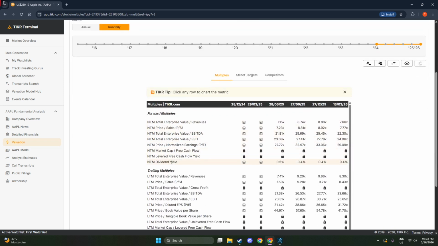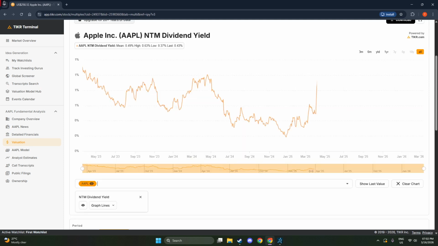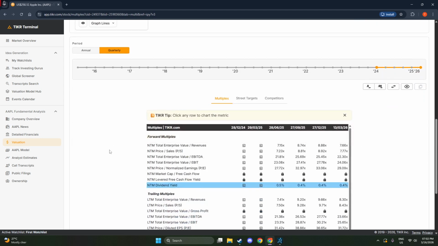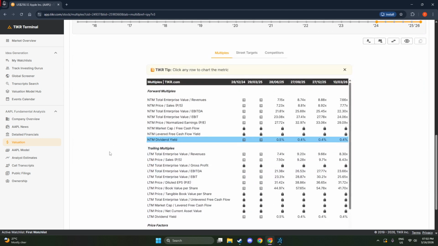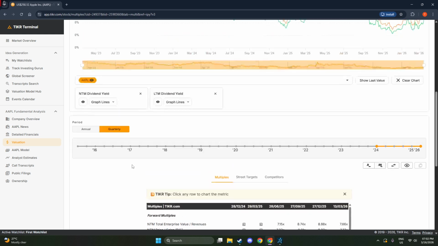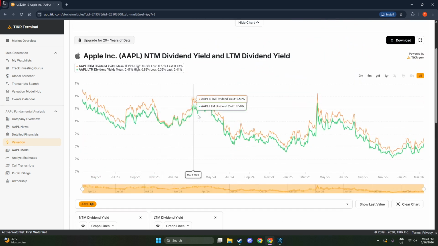To make these easier to digest, click on the rows for trailing dividend yield and next 12 months dividend yield to chart them. Visualizing the trend helps you see how yield moves as price and payouts change over time. A rising yield can come from higher dividends, a falling share price, or both, so always interpret it in context with what you saw in financials.